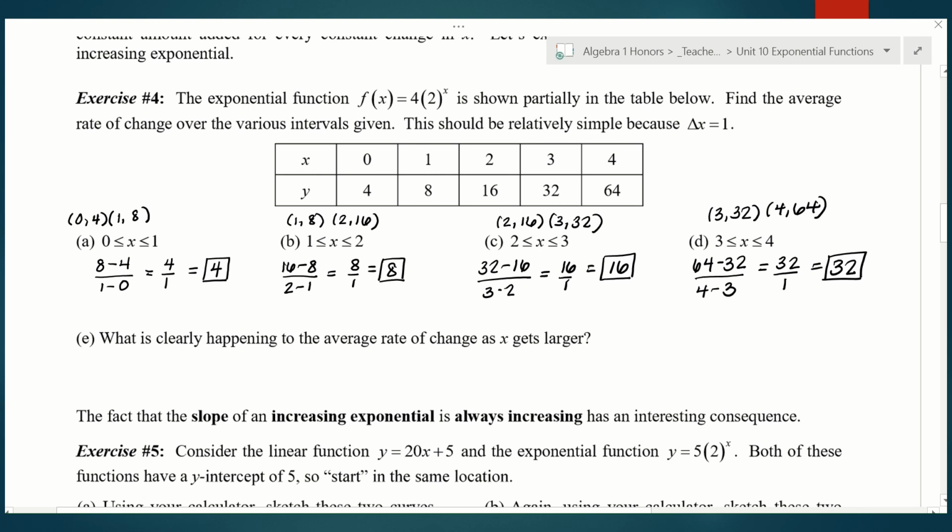Okay, so E says, what is clearly happening to the average rate of change as x gets larger? So we can see that the average rate of change went from 4 to 8 to 16 to 32. So clearly, it's doubling. So I'm going to say it is doubling as x increases by 1.